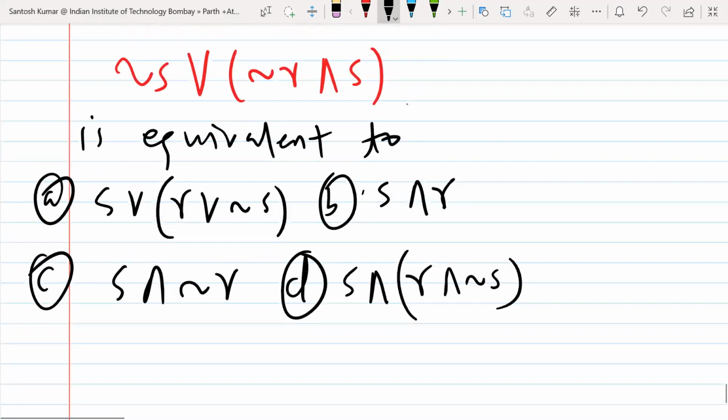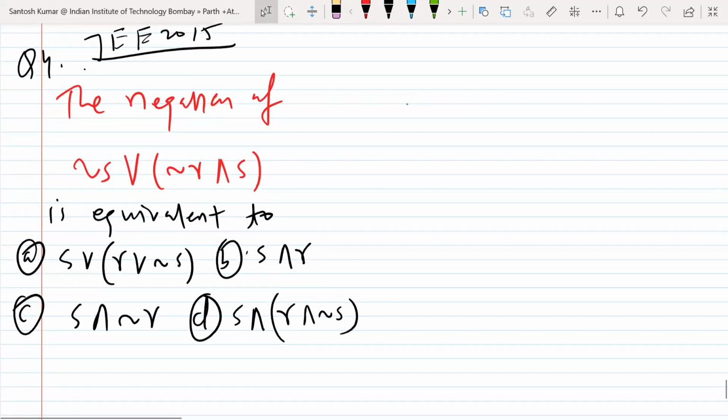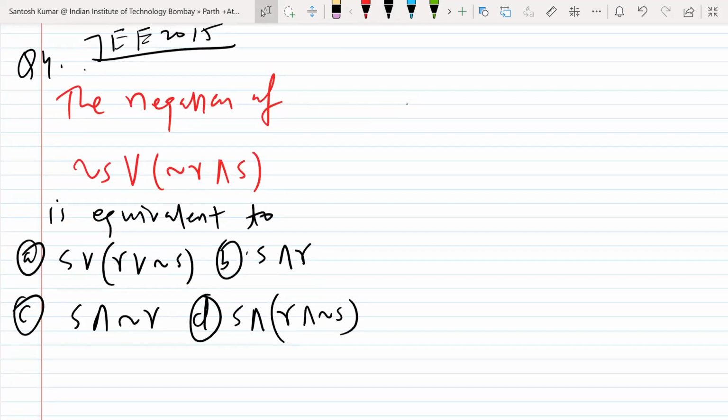Okay. Yeah, so try this. You have to write the negation of this statement: negation S or negation R, and S. This is an easy one. You just apply the negation and then use De Morgan's law.